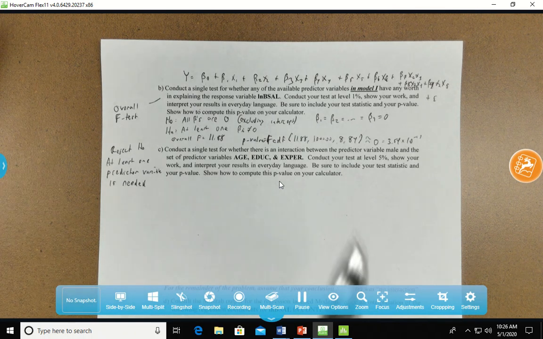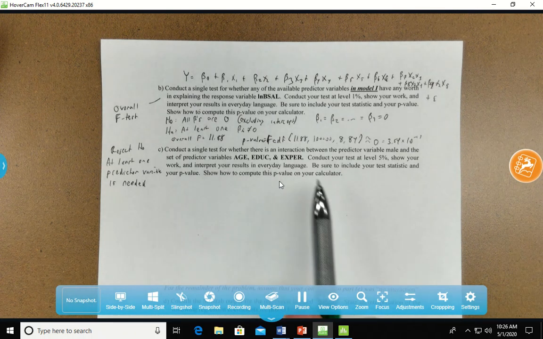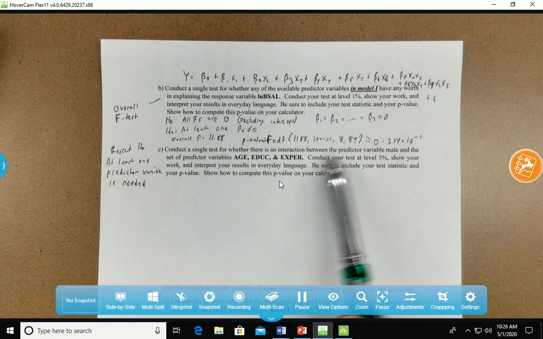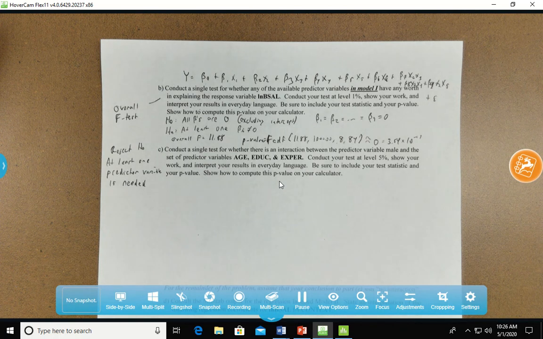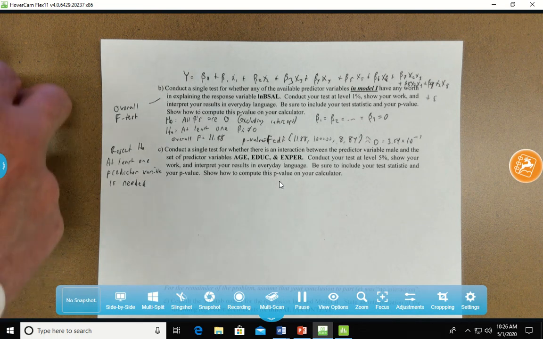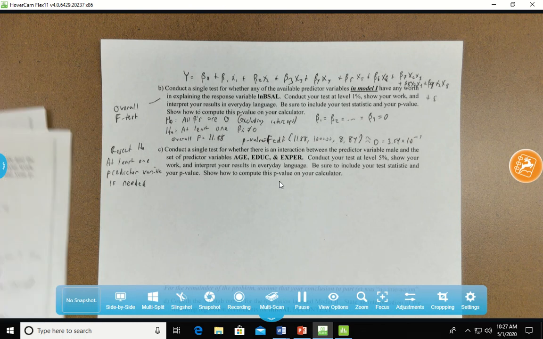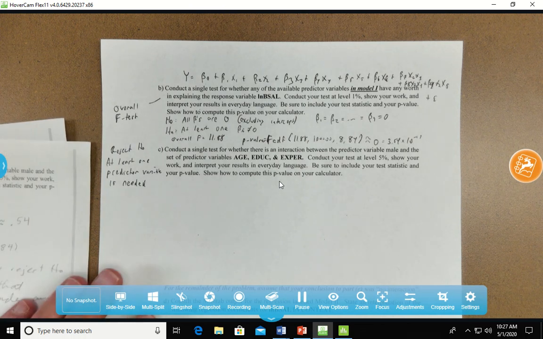Now, you wouldn't necessarily have interaction there. It could say, does male have an effect, or does age, education, experience have an effect on male? So there are just different ways that you could phrase that, and you just have to be careful of what you end up looking at. So, all right, let's take a look at the model then.